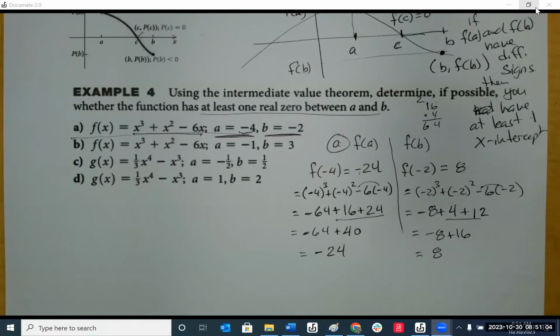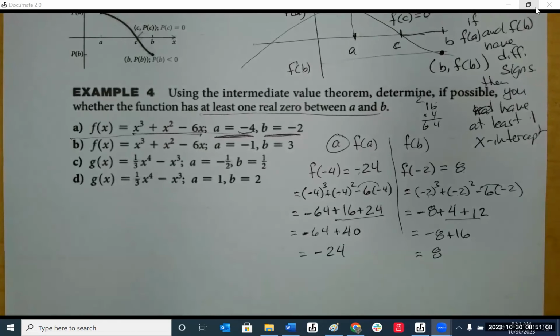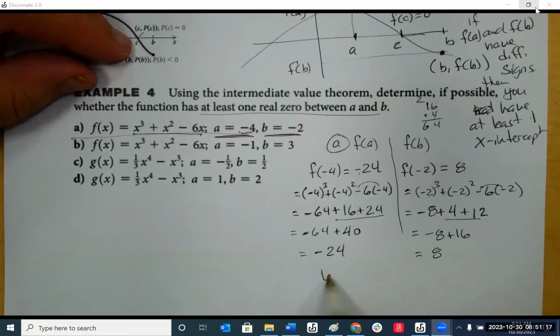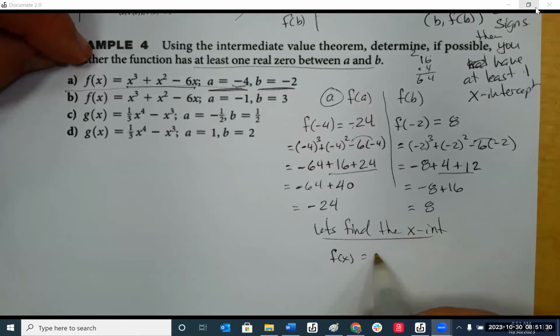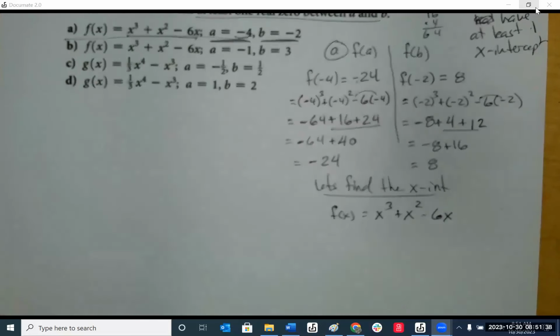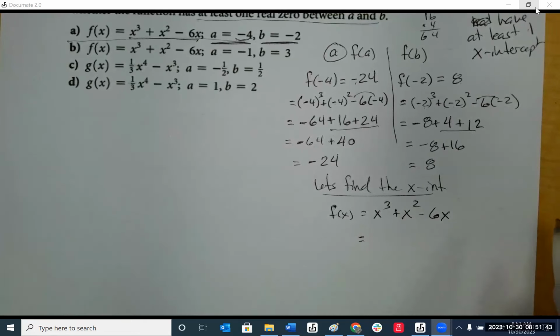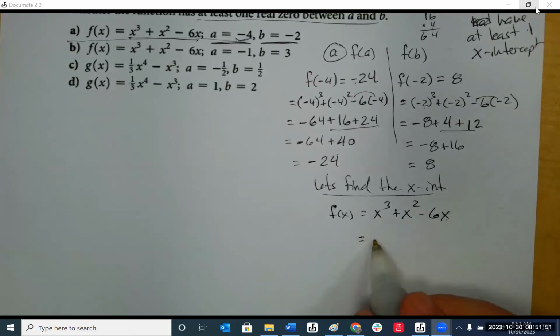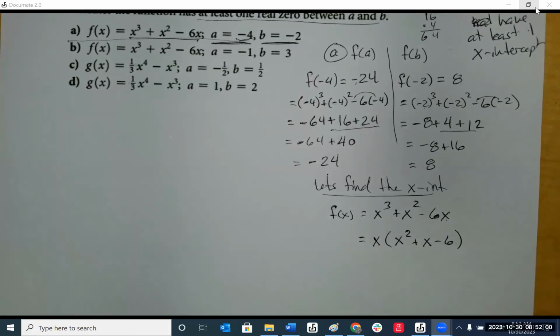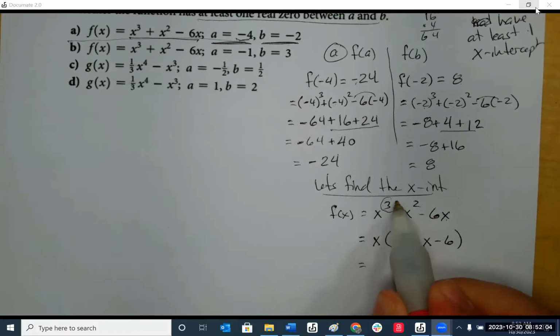And we can figure out what that is too. But that's not what it's asking. Well, let's go ahead and find it. Let's go ahead and prove it. So our function is x cubed plus x squared minus 6x. Let's factor. Do they have anything in common? How many x's do they all have in common? They have one x. So we can take out one x from everybody. Because we're supposed to have 3 answers.